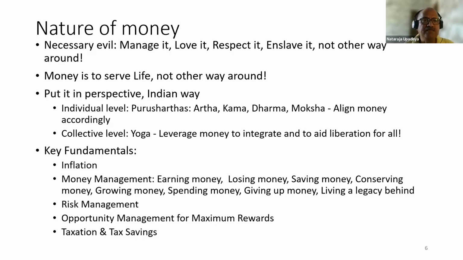So money management is a skill we need to learn. It's an art. Then we need to understand risk management. See, risk is not only in money, risk is in life also. Risk is there in life, it's in relations, it's in every endeavor we take. So here also risk management is an important thing to understand.